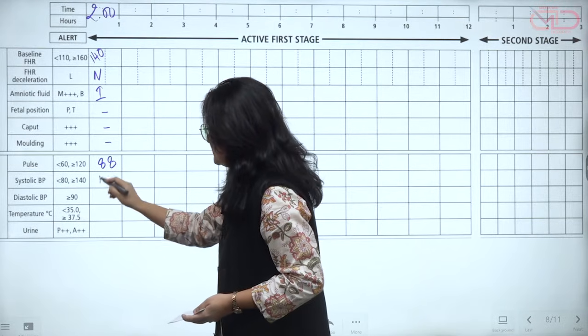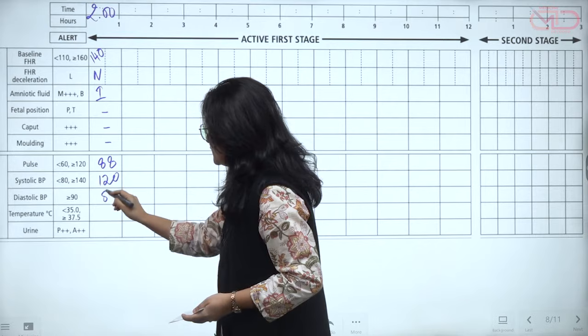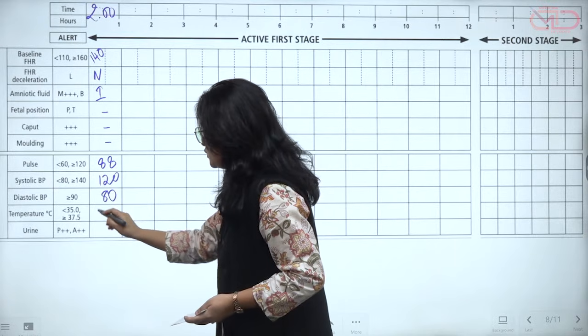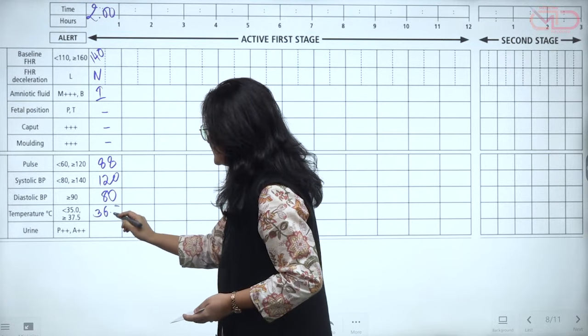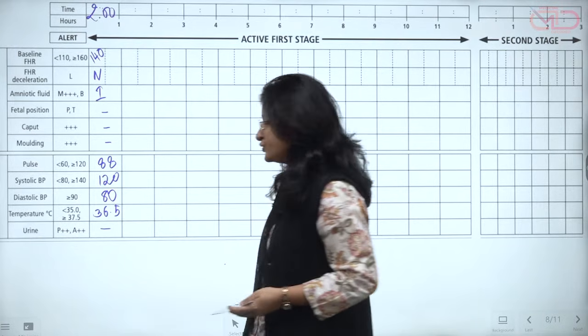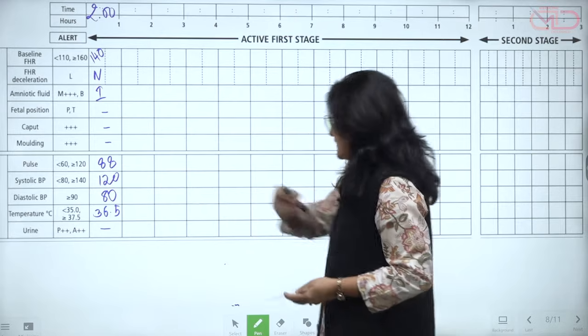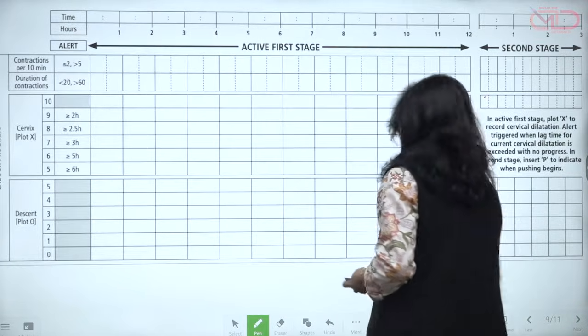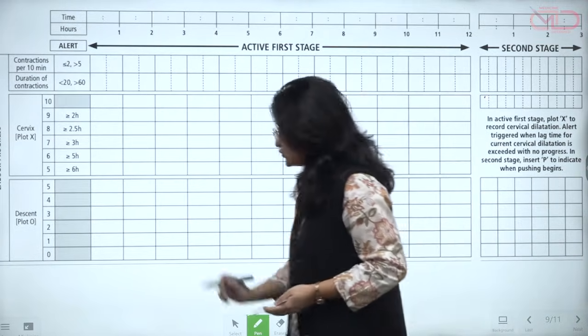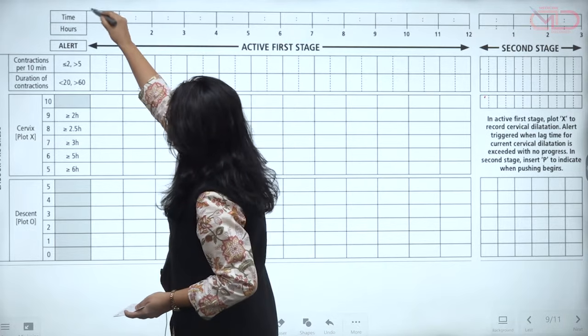The systolic BP was 120, the diastolic BP was 80, the temperature was normal, it was 36.5 degrees Celsius, and there was no proteinuria or acetonuria as well. So this section of the graph is then completed. And moving on, let's also note down the other characteristics and fill the other section of the graph.